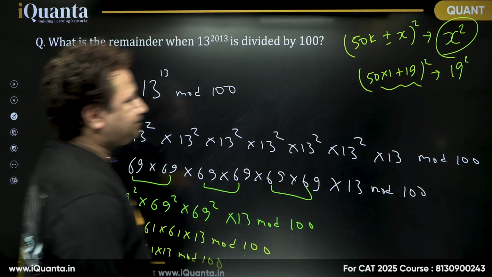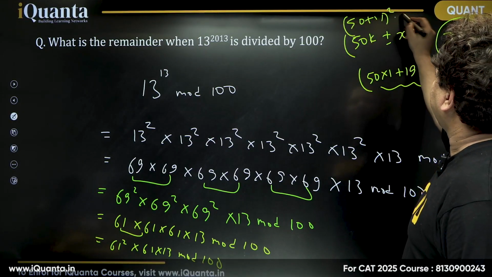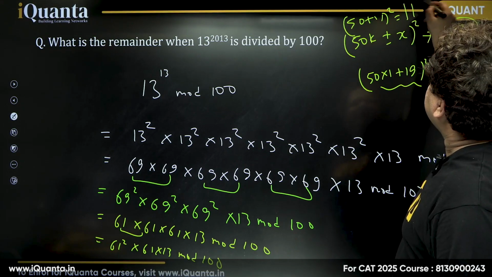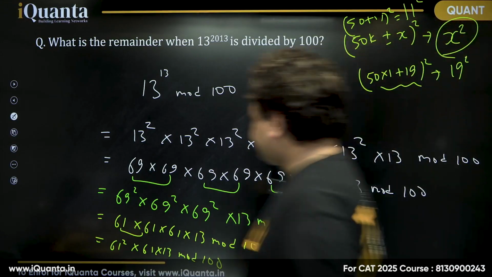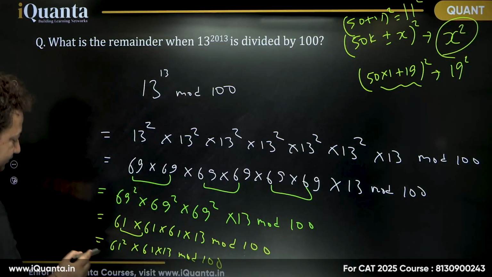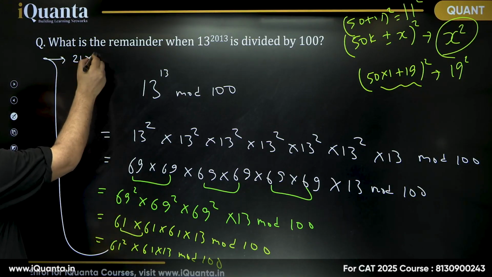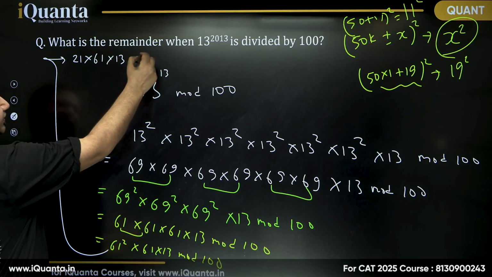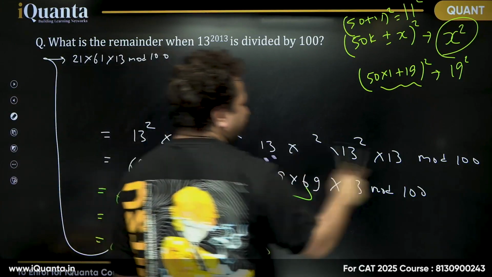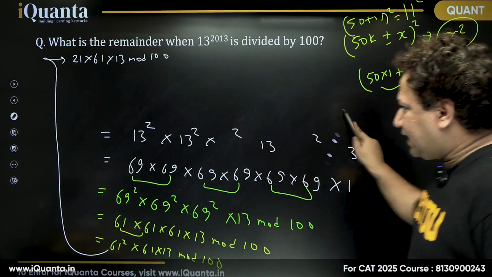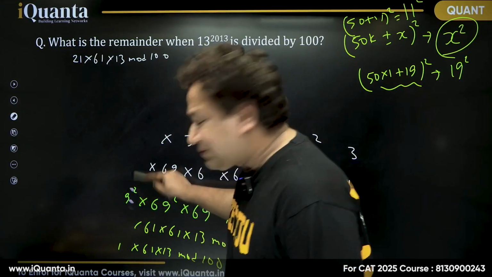61 square. Now I can break 61 square here as 50 plus 11 whole square. The last two digits will be same as 11 square, which is 21. I get 21 here, the 61 already, then 13 mod 100. That is what I need to calculate because everything else has been calculated. Moreover, what looks very tedious and long to you is not really long because a lot of things can be done mentally. I'm going to skip some steps as well.